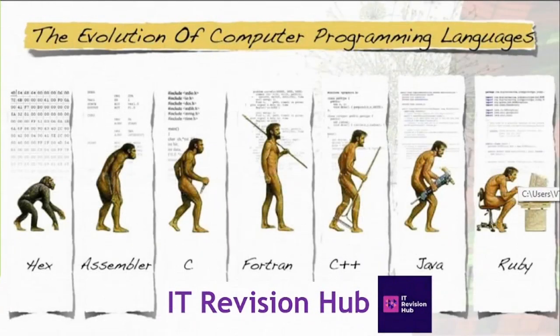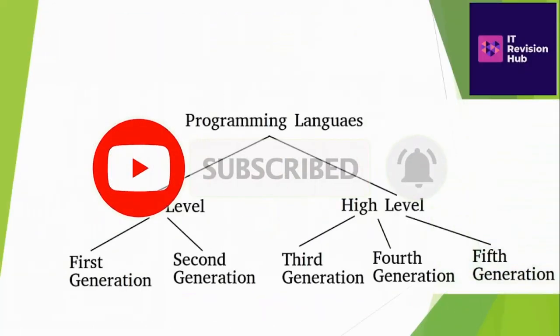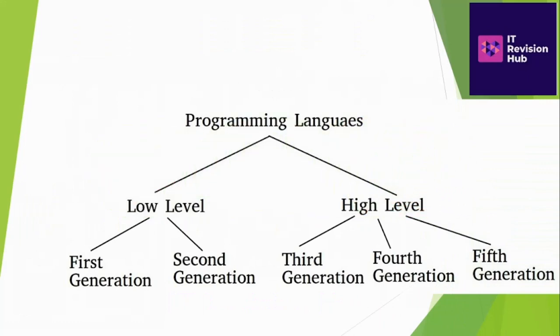Today I am going to discuss the evolution of computer programming languages. Programming languages are of two types, low-level languages and high-level languages. First generation and second generation languages belong to low-level, and third generation, fourth generation and fifth generation languages belong to high-level language.